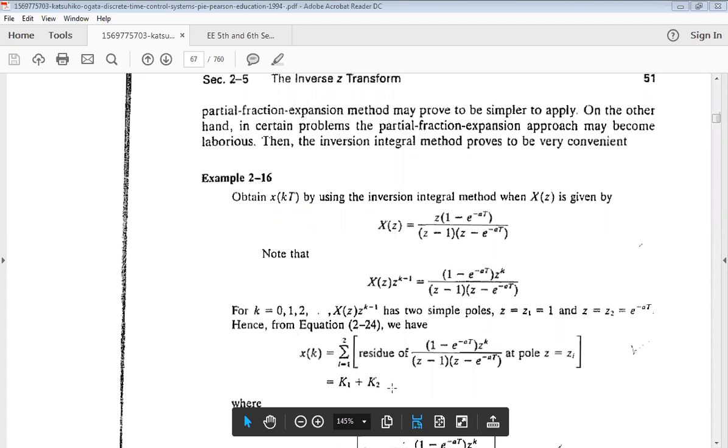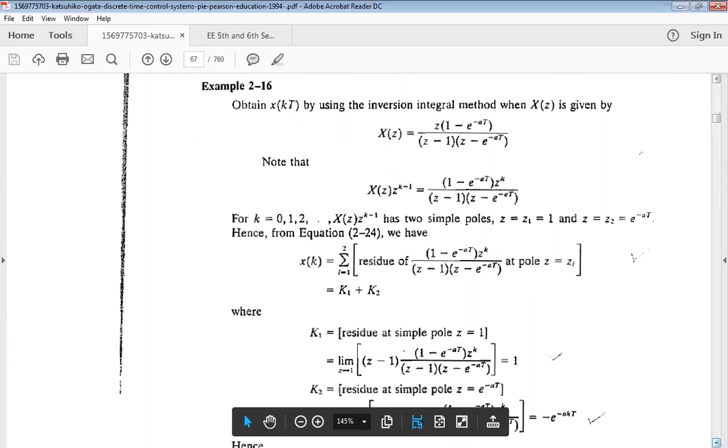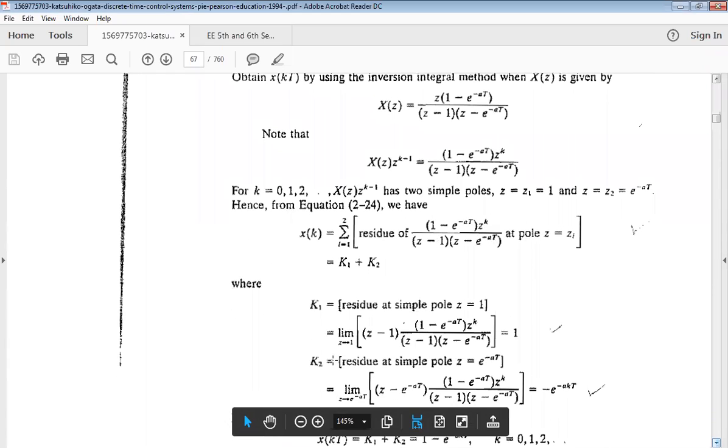The residue, that means k1 plus k2. k1 is the residue at z is equal to 1 and k2 is the residue at z is equal to e to the power minus aT. So now first we have to find the residue of the system. So first we have to find the value of k1.